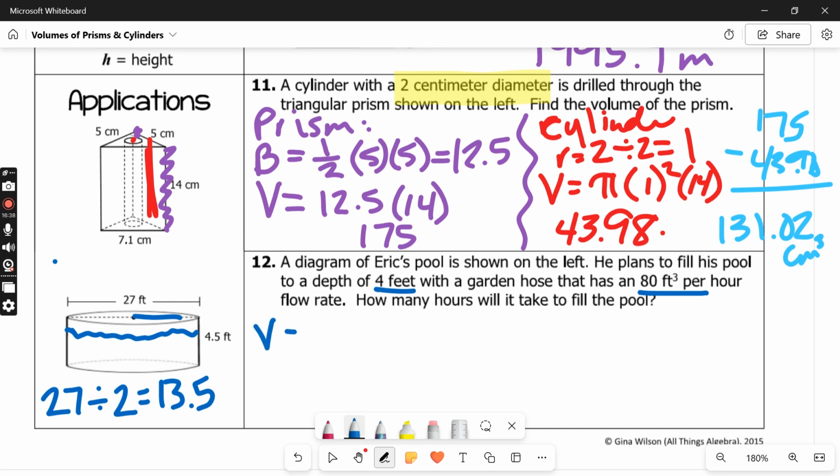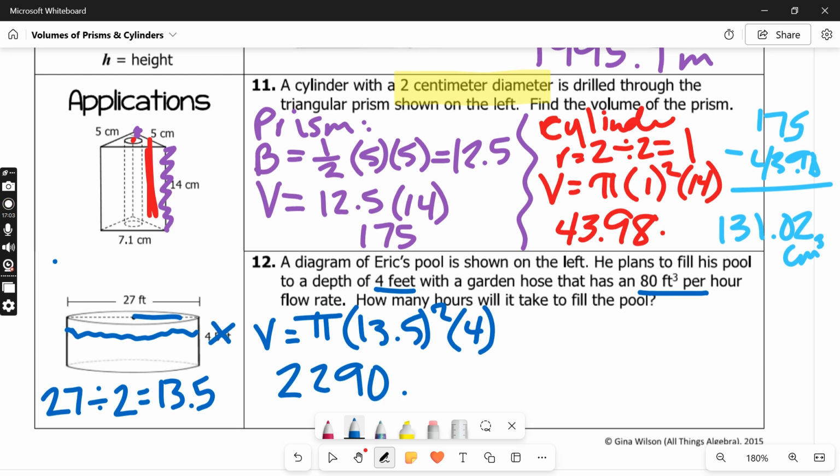Okay, so the volume of the pool is going to be pi times that 13.5 squared, and then times the height. We are only filling it to 4 feet. We're not filling it to 4.5. So we don't need this 4.5, we just need the 4. Okay, so when we fill it up, we get 2,290.22 feet cubed.